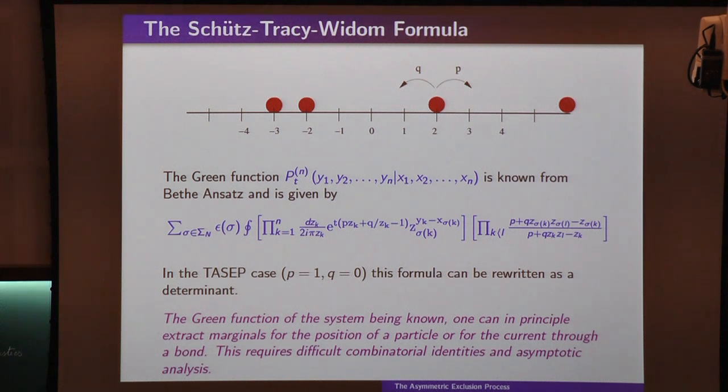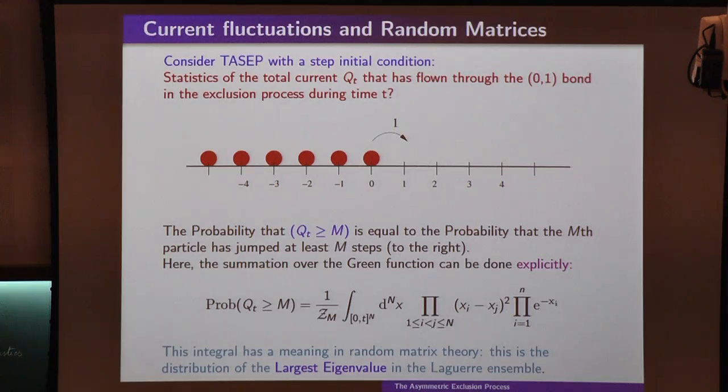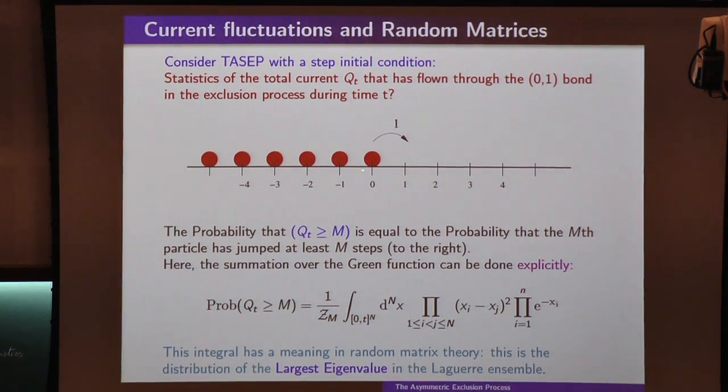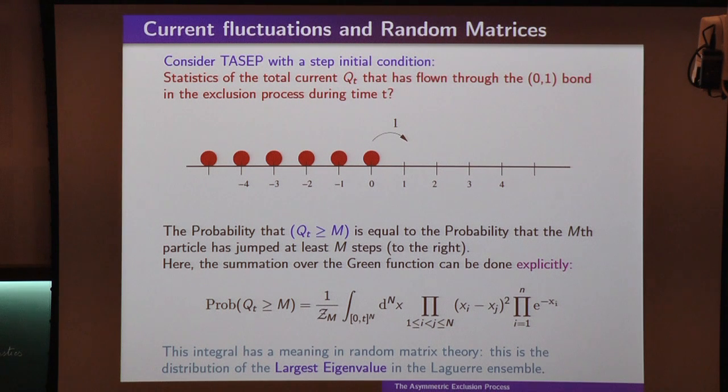And again, one of the masters in this game is just sitting here, and you can ask him questions. So, for example, one thing which I found very nice and which has been done in the last 5 or 10 years: suppose we start with TASEP, with the step initial conditions. All particles are just on the negative side and nothing on the positive side, and particles jump with rate 1. And we want to compute the statistics of the total current which has flown through the first bond, Qt.